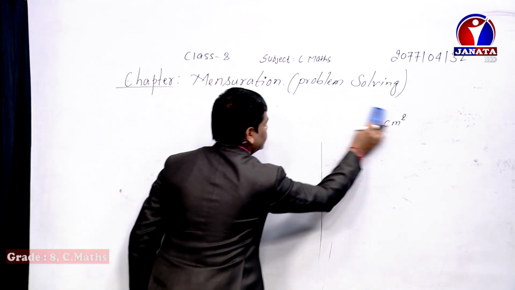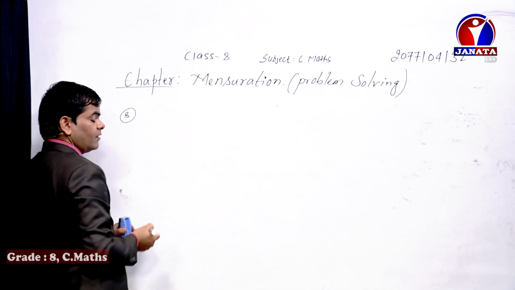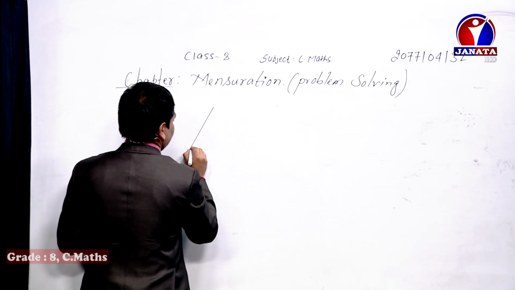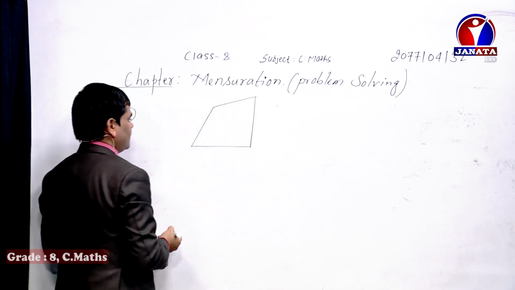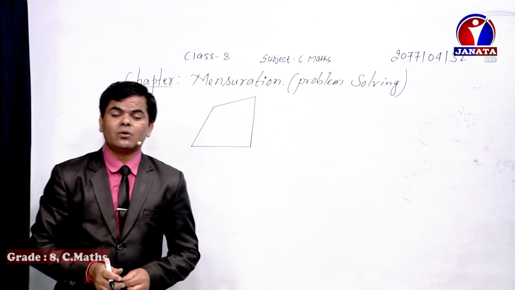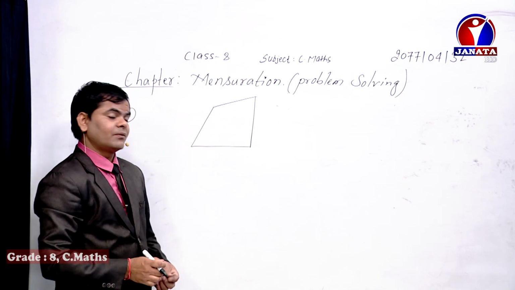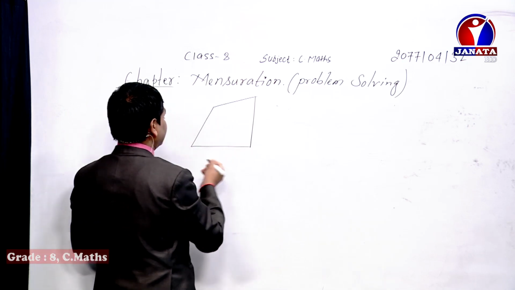Question number 3. Okay, I am taking a quadrilateral, just only a quadrilateral. A quadrilateral has no equal sides. It doesn't have any equal side, isn't it?